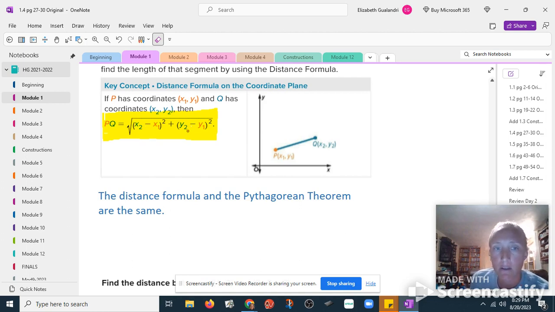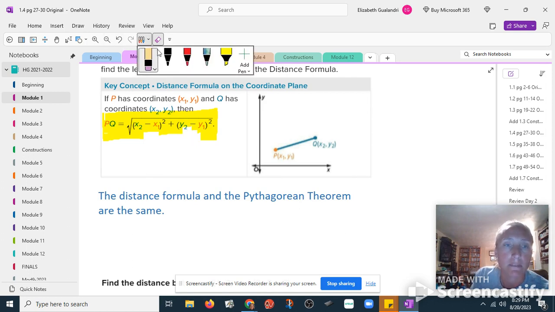The same thing goes for y2 and y1, and you don't have to do both of these in the same order. So if you do x2 minus x1, you could do y1 minus y2. Now, again, I'm not giving that information to you to confuse you. I'm giving it to you so that you understand there's not one particular way to do this.